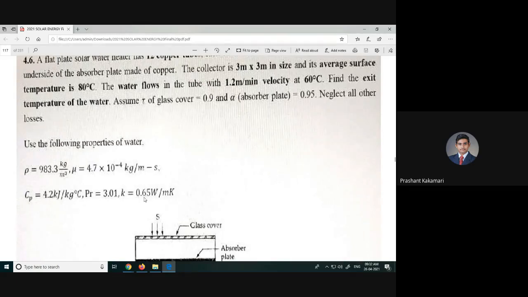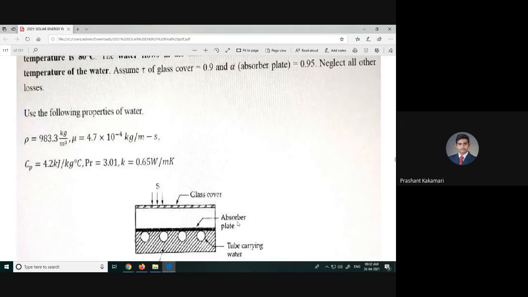So using all these numbers or values, now the question is to find the exit temperature of the water. Coming to the analysis of this flat plate collector with tubes which are soldered at the underside, they have told the inlet temperature of the water is 60. The exit temperature of the water we need to find out for a given length of the tube.